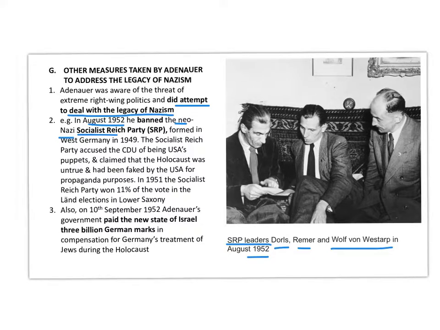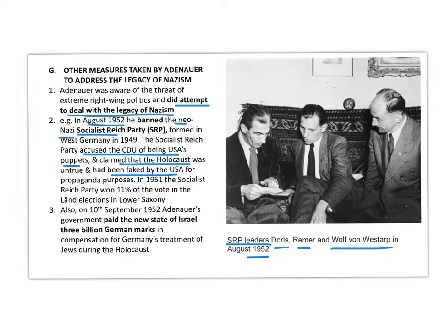And in August 1952, they were banned. Adenauer banned them. The SRP accused Adenauer and the Christian Democrats of being American puppets. The SRP claimed that the Holocaust was a lie, that it hadn't happened, that it had been faked by the Americans for propaganda purposes. So the various films of American soldiers liberating the death camps, the SRP claimed that they were just staged.